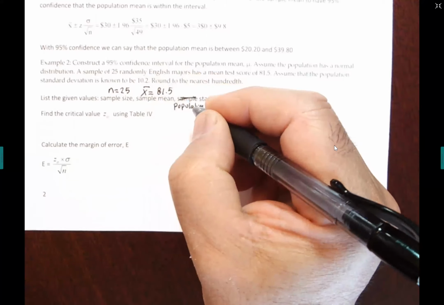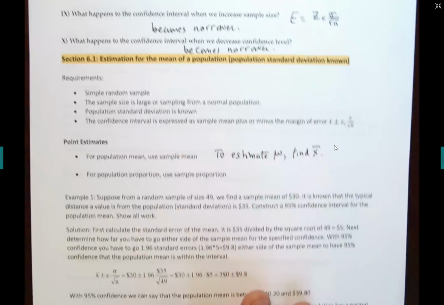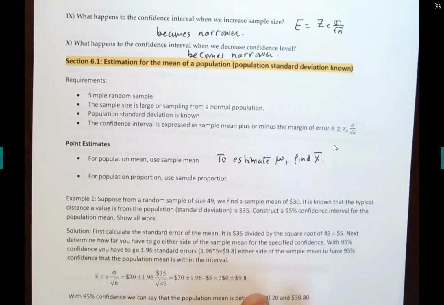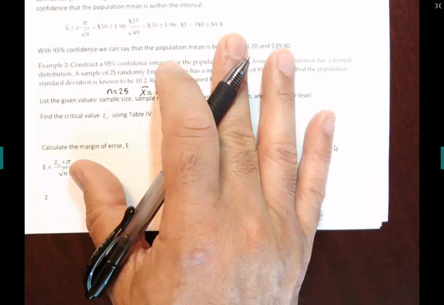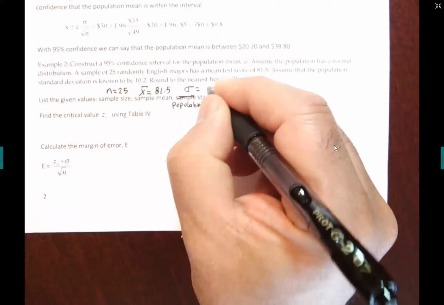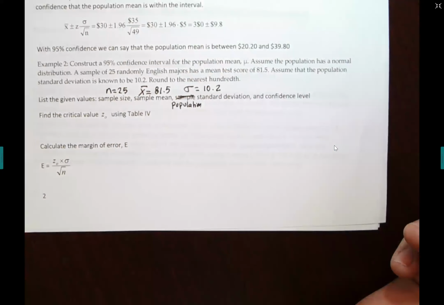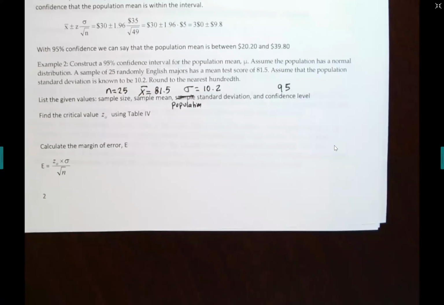And actually, section 6.1, guys, is about sigma known. Let me show you the title. Estimation for the mean of a population, standard deviation known. So section 6.1, guys, is going to give you a sigma instead of S. Please keep this in mind. So sigma equals 10.2. And he says 95% confidence level. This is the 95. Okay, I'm ready to show you how to construct the interval.